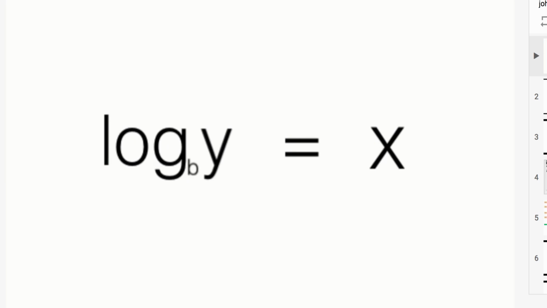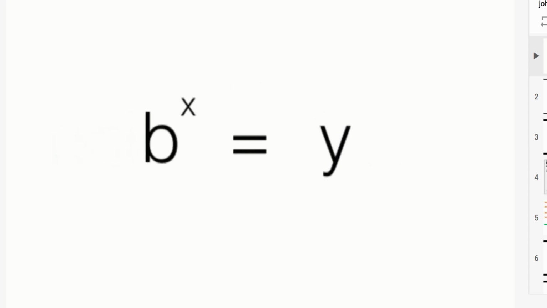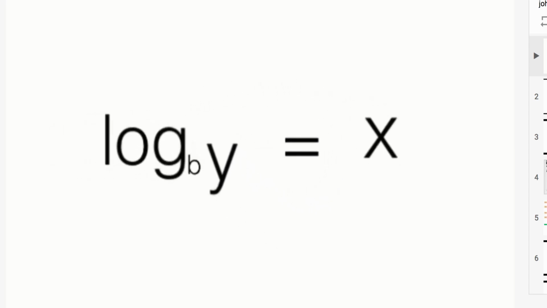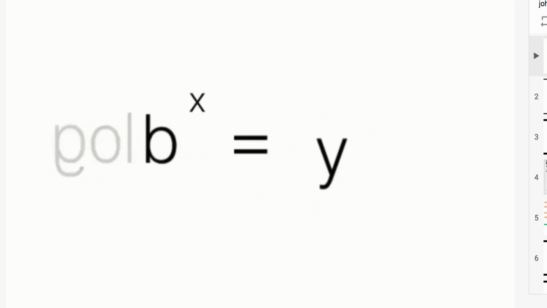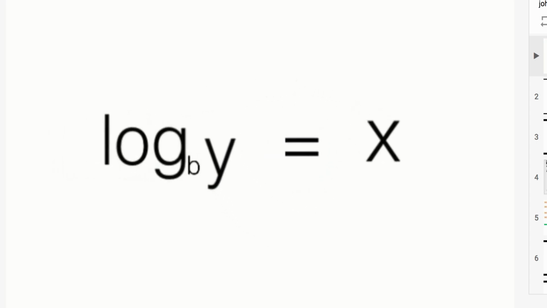Let's transform back. And so now we have b to the x equals y. This is log base b of y equals x. And so that's how you transform between the two. Base b becomes the base of the logarithm.